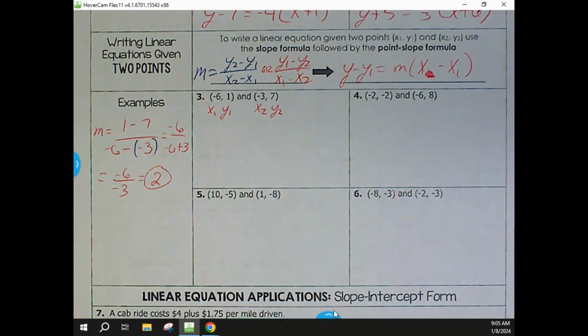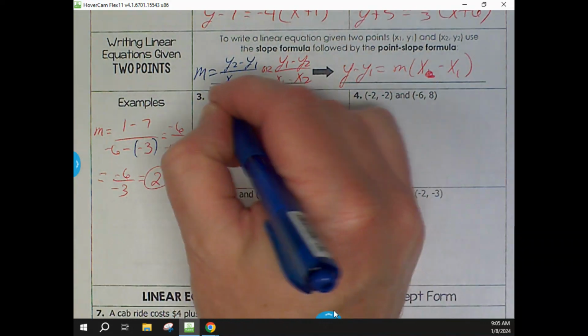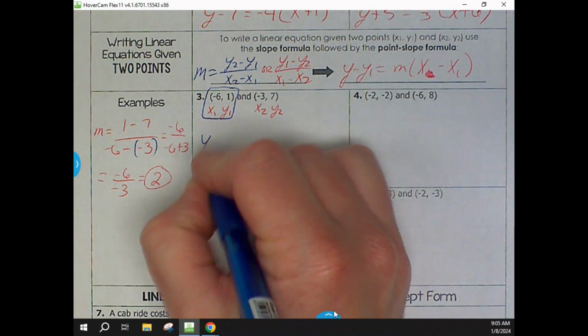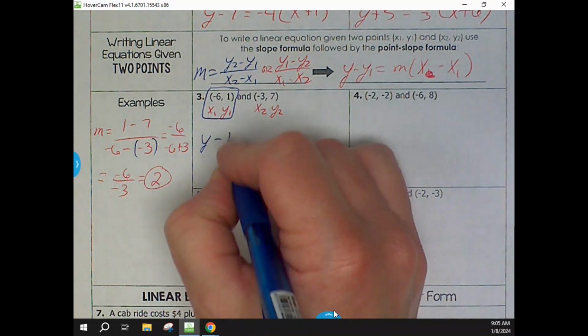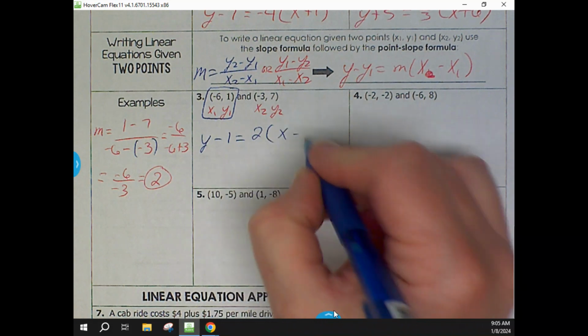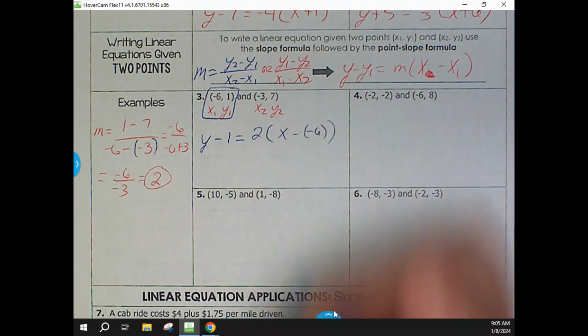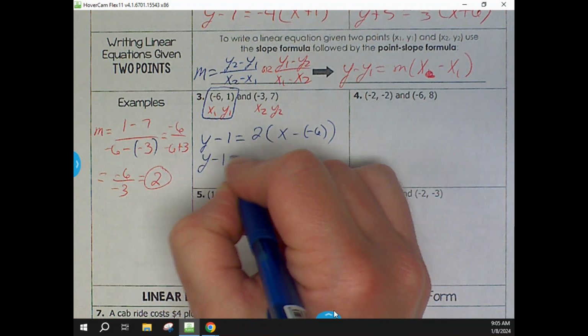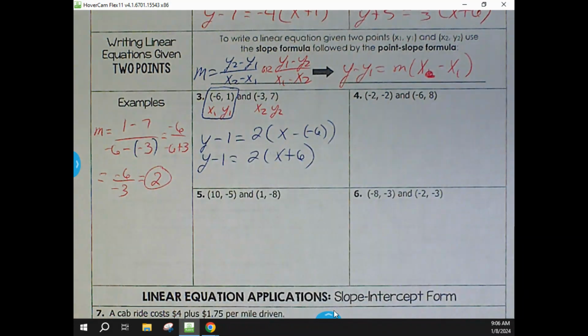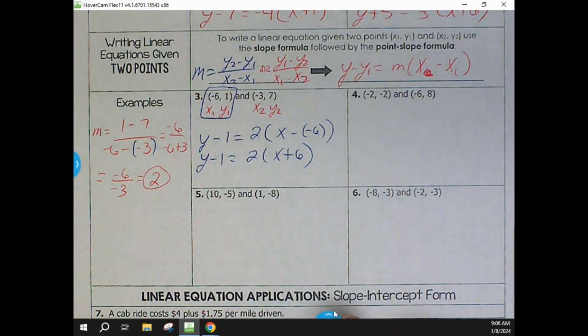Okay, so now that you've got this as your m, now we're going to use this for x1 and y1, and we're going to plug it back into this formula. So that becomes y minus 1 equals 2 times x minus -6. Or y minus 1 equals 2 times x plus 6.